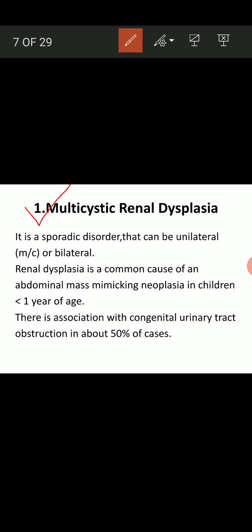Renal dysplasia is a common cause of an abdominal mass mimicking neoplasia in children less than 1 year of age. There is association with congenital urinary tract obstruction in about 50% of cases.